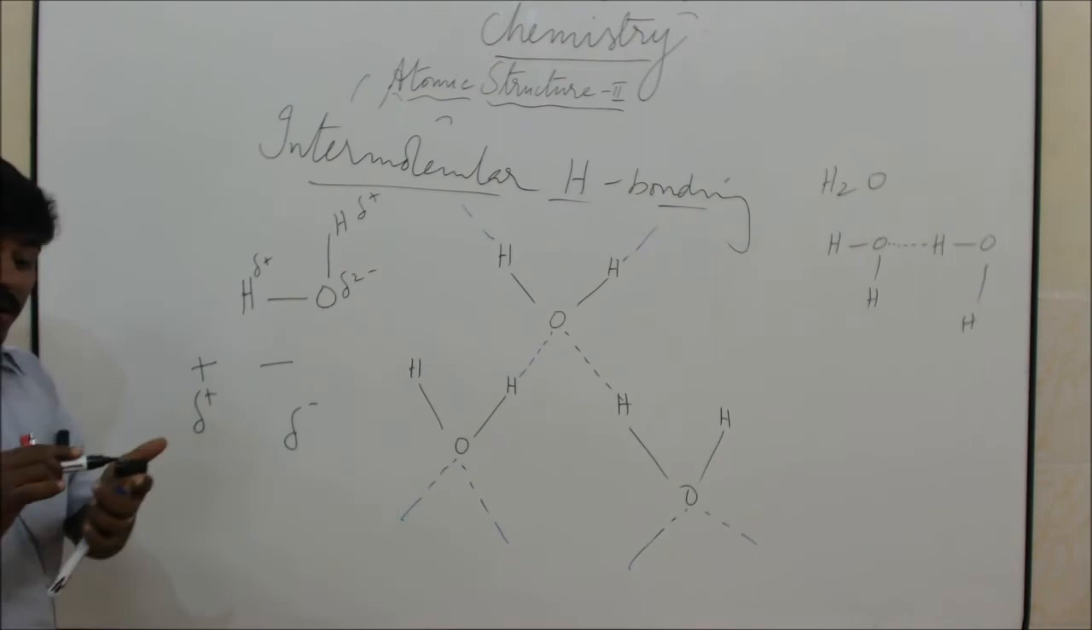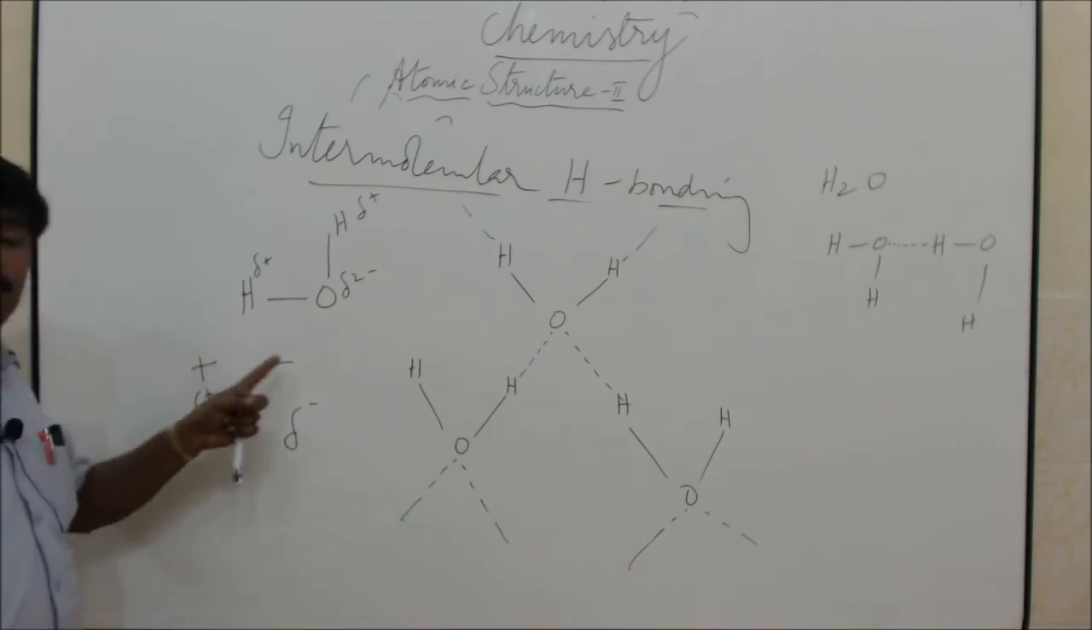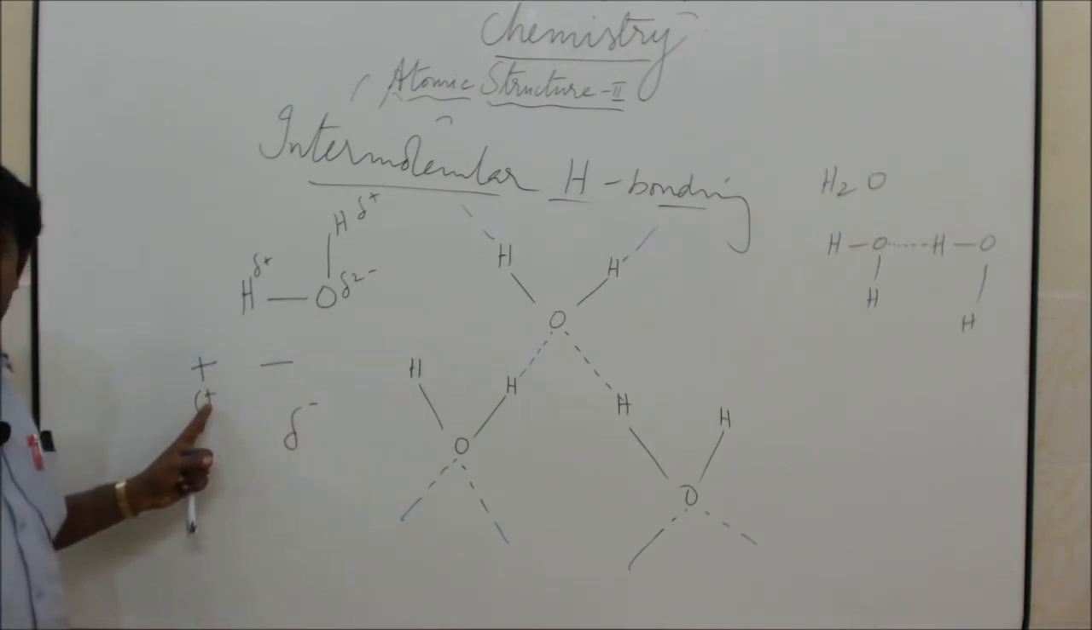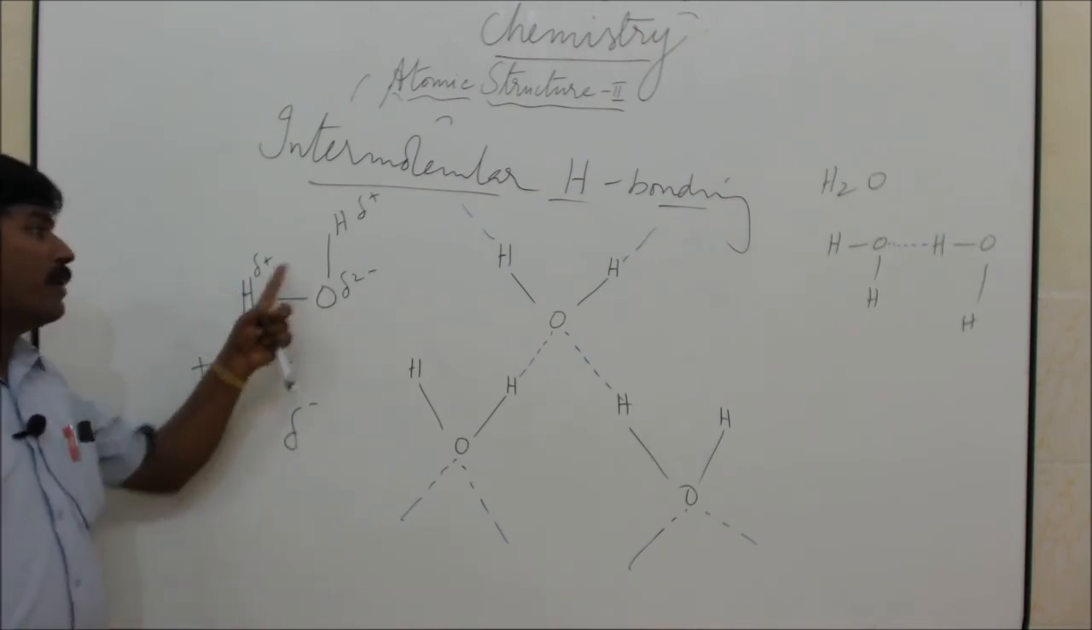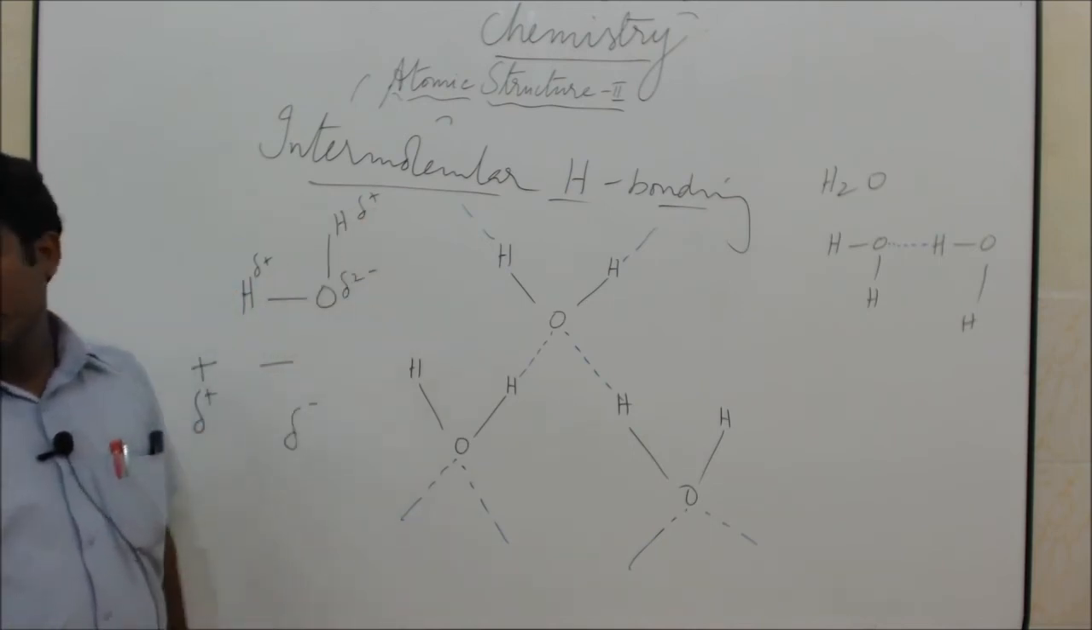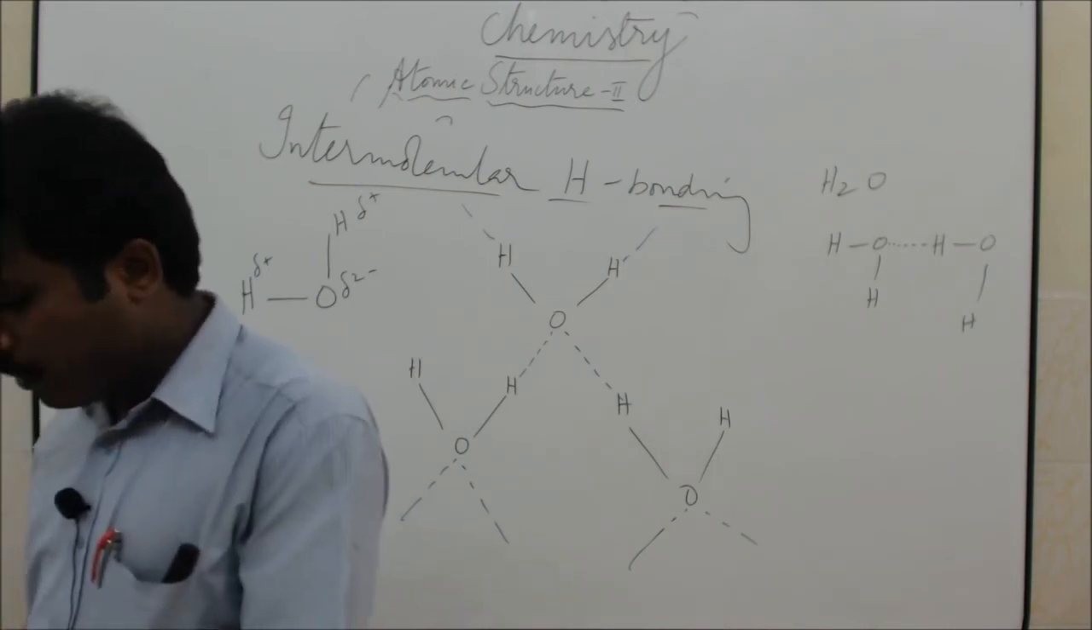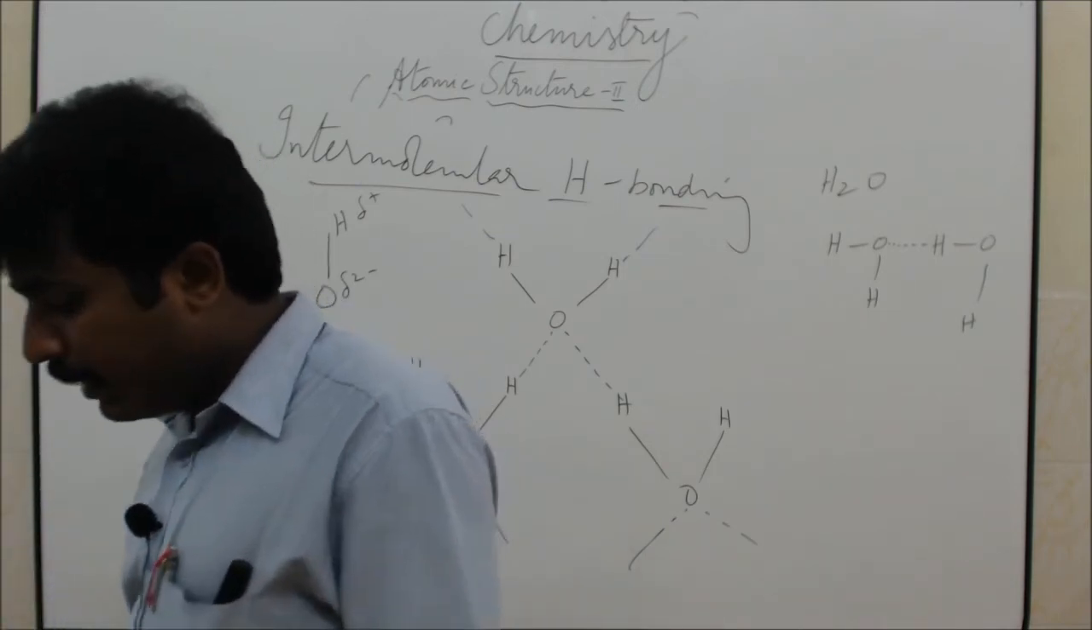Plus minus means fully ionized, fully positive, fully negative. Delta plus means partially positive. Delta minus means partially negative. That is a hydrogen molecule. This is a water molecule. That is an example of what?